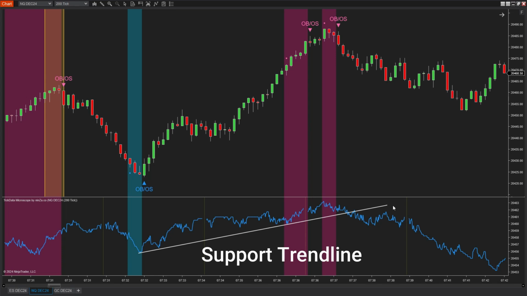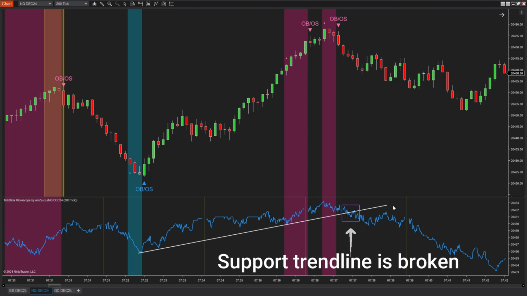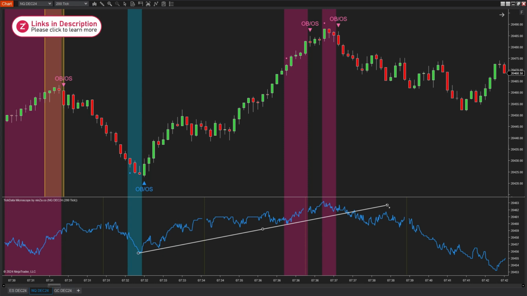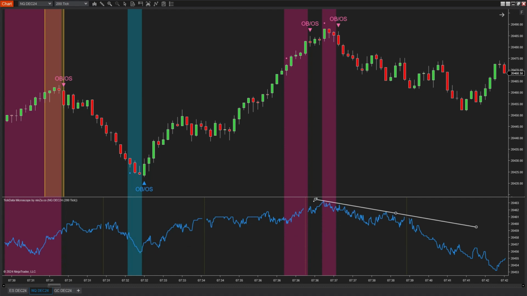Additionally, as the price declines, a new downtrend line forms, further reinforcing the bearish sentiment. This combination of a broken support level and the establishment of a downtrend line provides strong confirmation for traders, highlighting a significant shift in market dynamics.